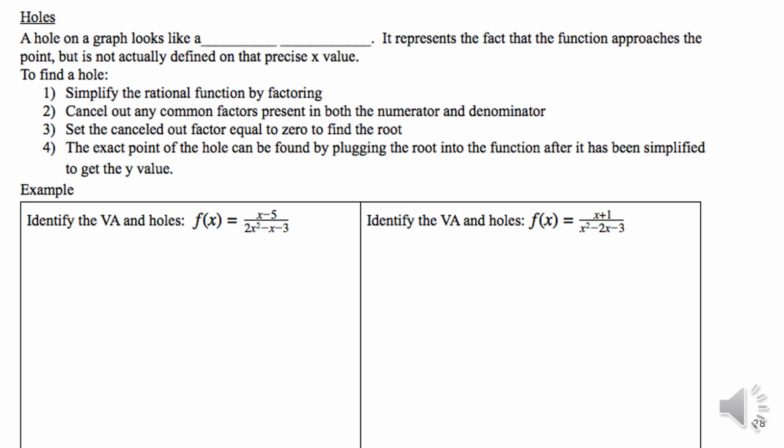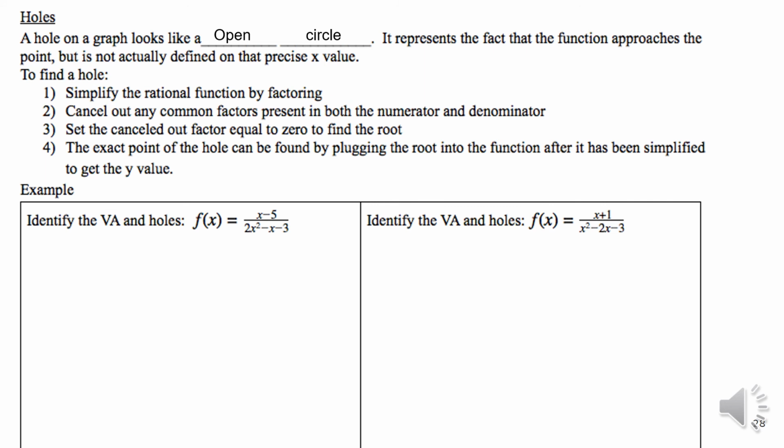A hole on the graph looks like an open circle. It's where the function approaches but never is actually defined at that point. So to find a hole, you're going to simplify the rational function by factoring and cancel out common factors. If you canceled something out, that is the hole. So that is the x value of the hole. You're going to solve that canceled out portion for x. Then you're going to take that x value and plug it into the simplified form of the equation to get a y value.